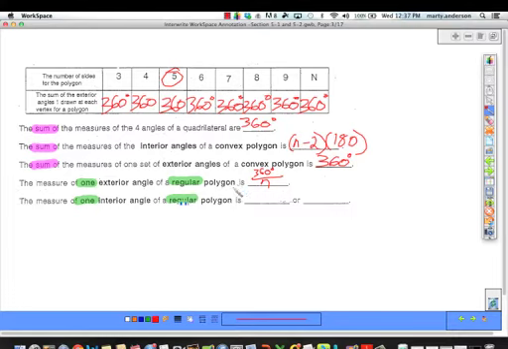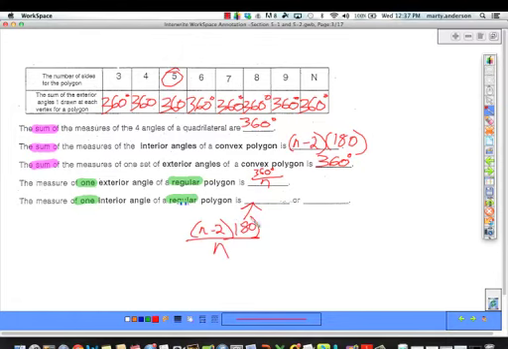So if I want to break that up, how do I figure out what each individual one is, since they're all the same? I'm going to drop down here. It's going to be n minus 2 times 180 divided by n. We're going to divide by the number of sides, which is the number of angles as well. That's going to get that done for us.